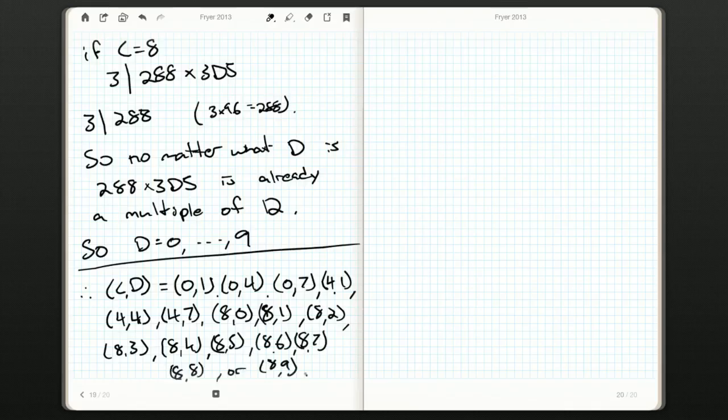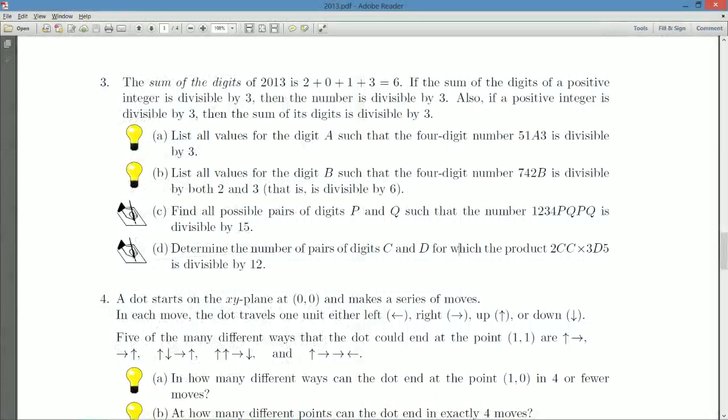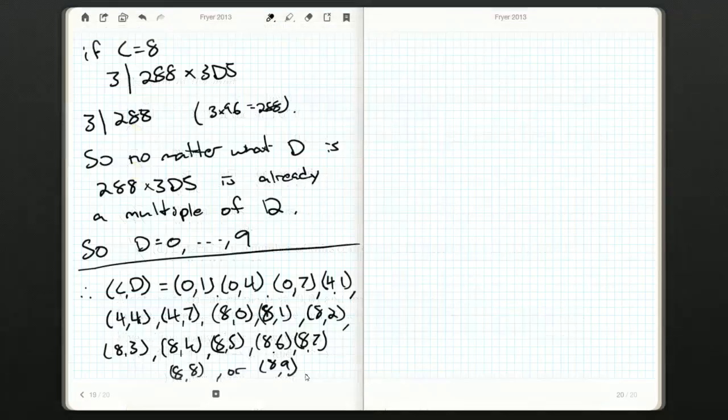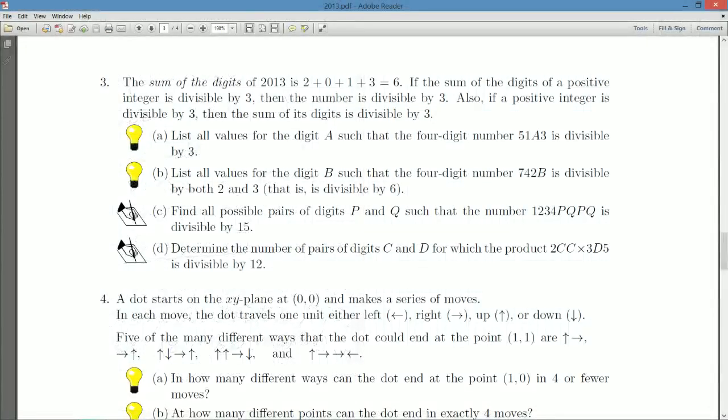And those are all the possible values, and I think that's all we were asked for. Oh, determine the number of pairs of digits. So that's 1, 2, 3, 4, 5, 6, 7, 8, 9, 10, 11, 12, 13, 14, 15, 16. So 16 pairs. All right, so we double check, we carefully read the question, because they want the number of pairs, they don't actually care about what C and D are. So we get a total of 16 pairs C and D.